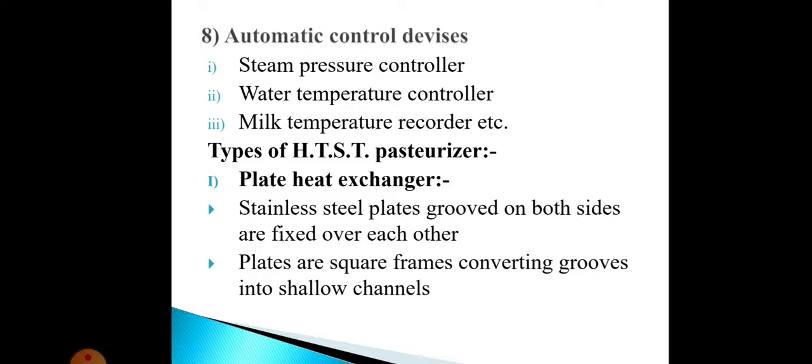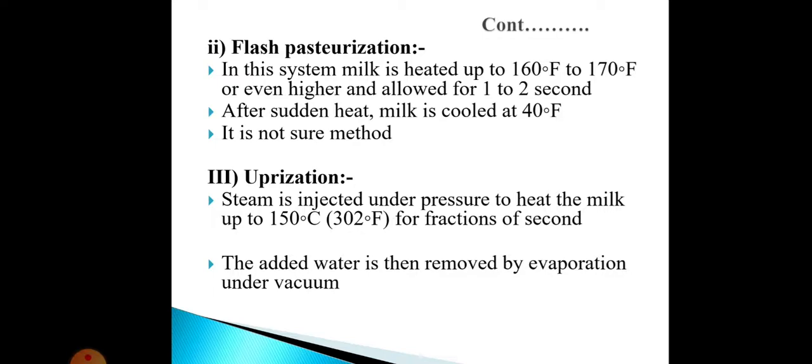The types of HTST pasteurizer. The first one is the plate heat exchanger. Stainless steel plates grooved on both sides are fixed over each other. Plates are square frames converting grooves into shallow channels. Then flash pasteurization. In this system, milk is heated up to 160 degrees Fahrenheit to 170 degrees Fahrenheit or even higher and held for 1 to 2 seconds.